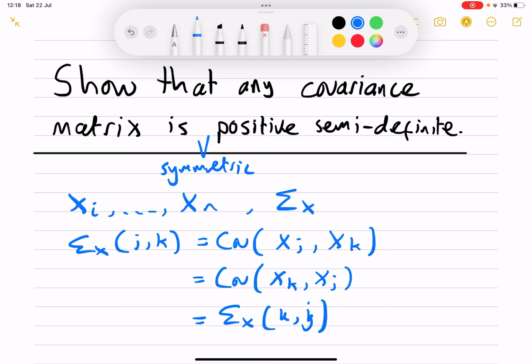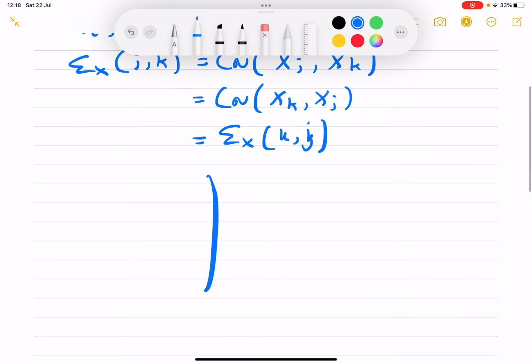And what this is showing is that for any indices, so we have our covariance matrix, say sigma x, and we have the variances of each random variable across the diagonal, any value on the top, the indices just get switched around. So what that means is that it gets reflected across this diagonal, meaning that the matrix is in fact symmetric. So that is sorted now.